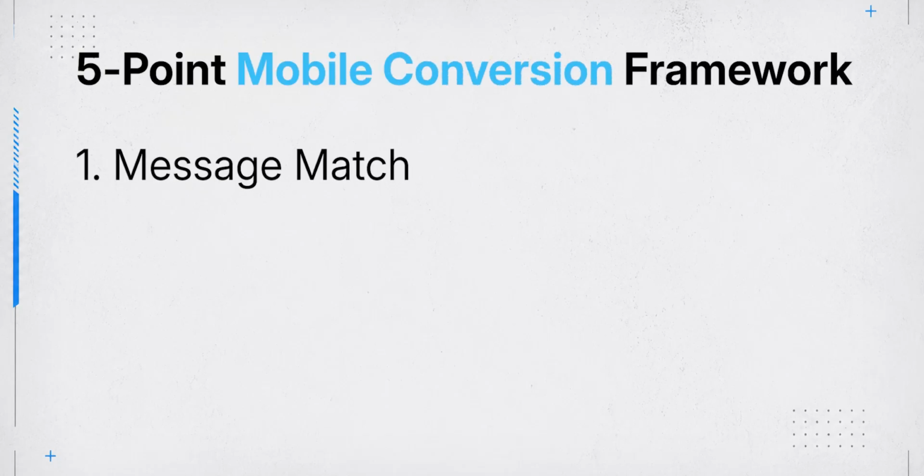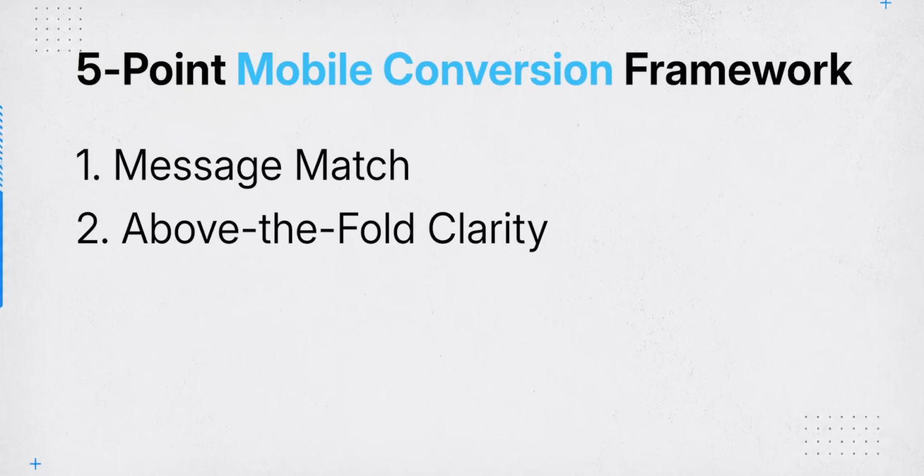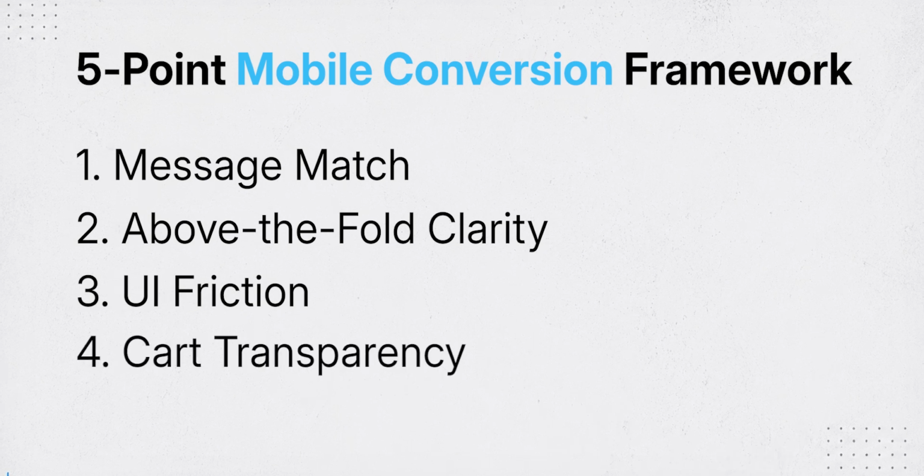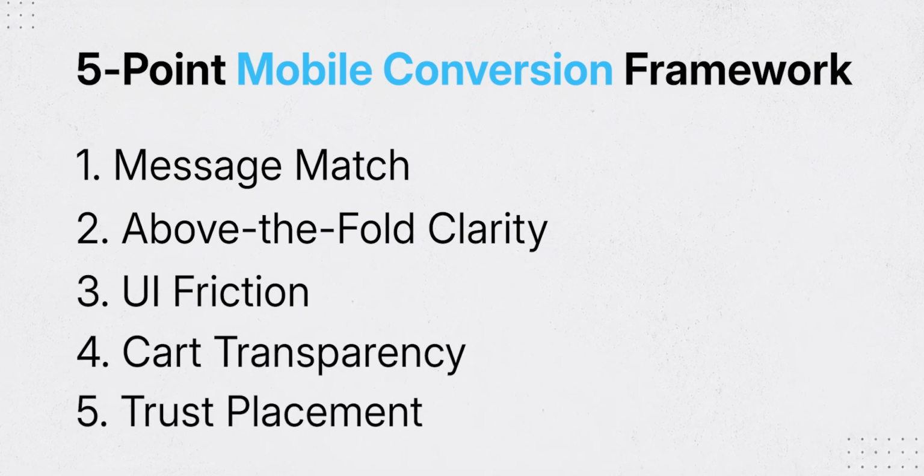At first, let's talk about the 5-point mobile conversion framework that we will be using for this test. By utilizing this framework, a beginner or early career marketer can evaluate a mobile funnel without any kind of backend access by only testing the message match, above the fold clarity, UI friction, cart transparency, and trust placement. Now that we are clear about our framework, let's dive straight into the test itself.